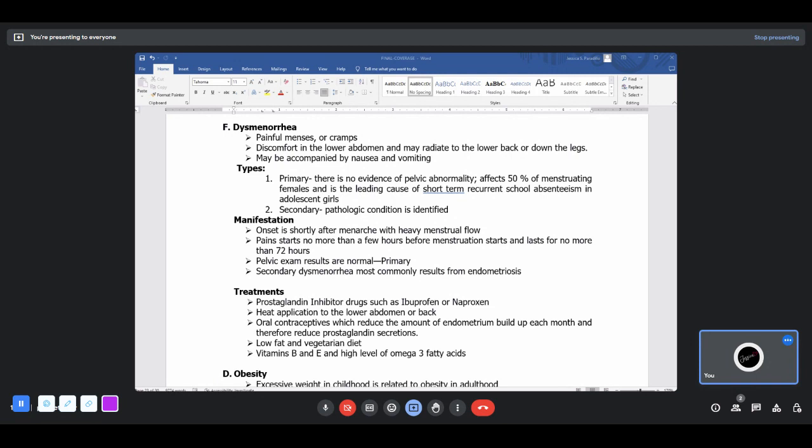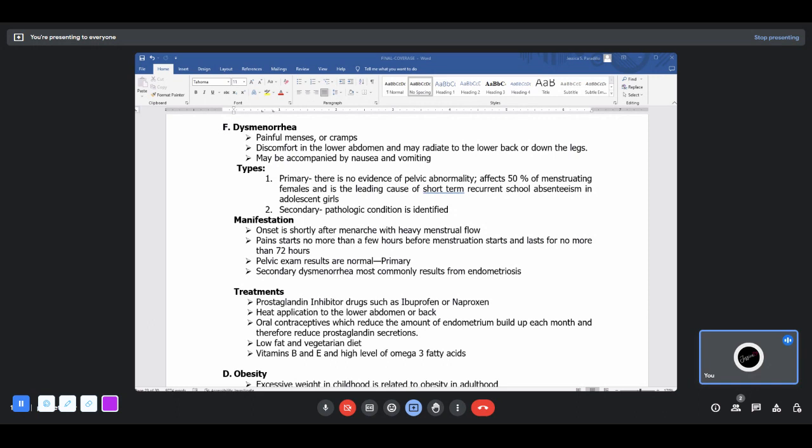For the primary, okay, there is no evidence of pelvic abnormality. It affects 50% of menstruating females, and it is the leading cause of short-term recurrent school absenteeism in adolescent girls. Okay, ito yung mostly nagiging problem ng absent nila kapag nag-aaral na sila, the dysmenorrhea, because it is very painful. Okay, sa primary din natin, the menstrual cramps that come back every time you get your period but aren't due to another medical condition. So every magme-mens ka lang, doon siya sumasakit. So that is the primary.